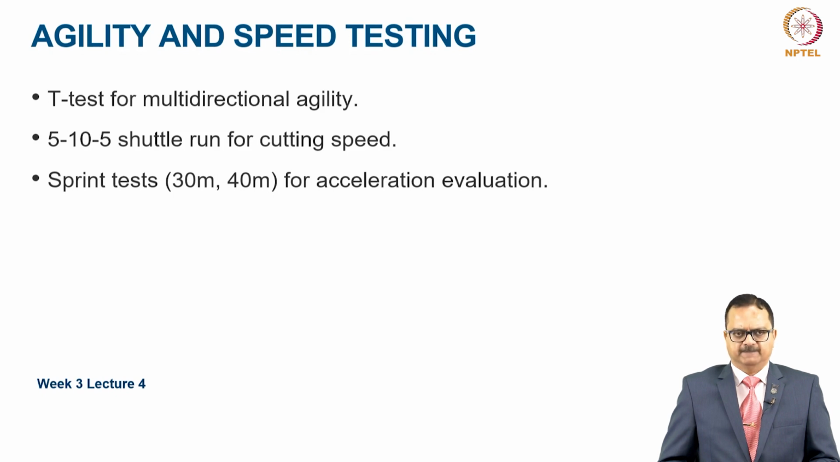Agility and speed testing. The T test can be used for multi-directional agility. You can do various shuttle runs and shuttle tests, such as the 5-10-5 shuttle run for cutting speed. You may use various sprint tests, 30 meter, 40 meter, 60 meter, 100 meter, for acceleration evaluation. These sprint tests use timing gates.